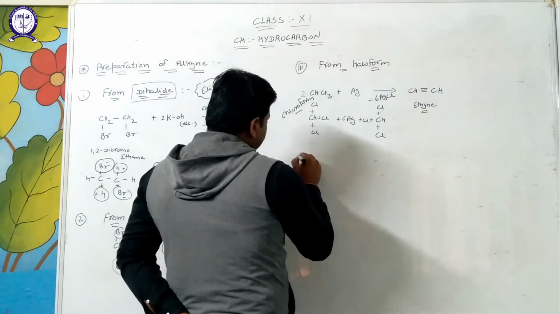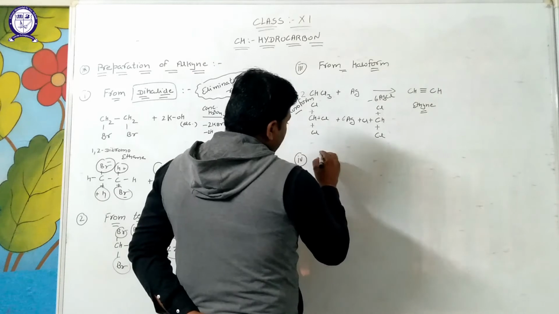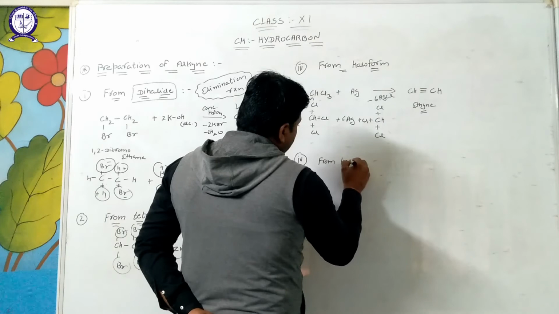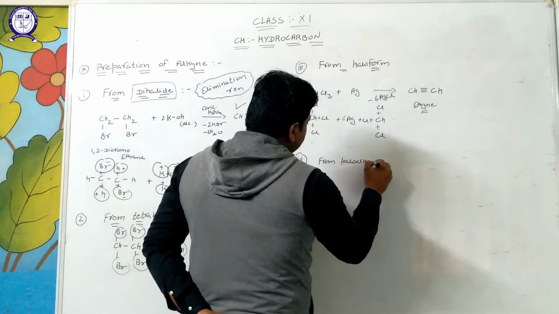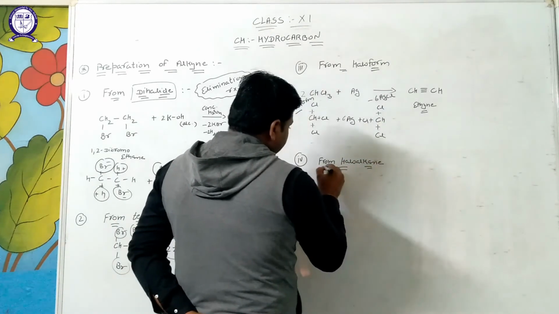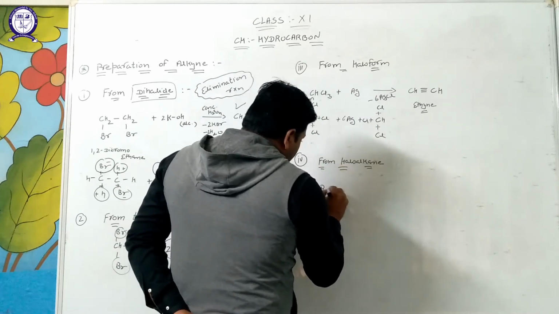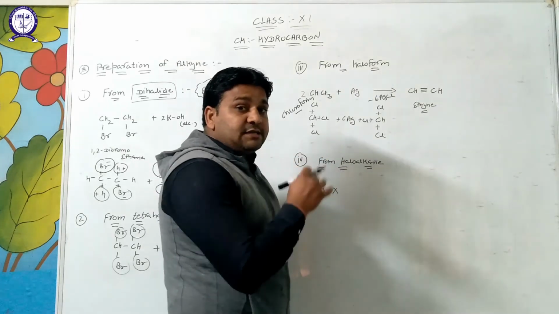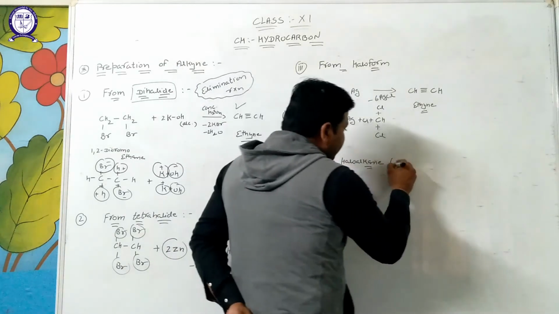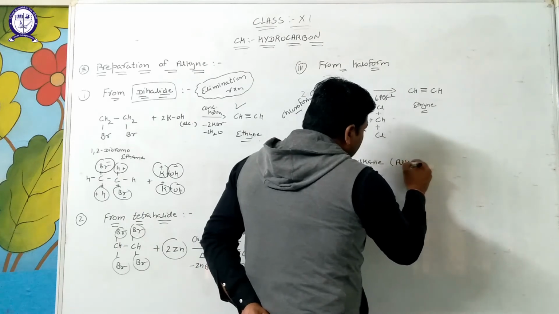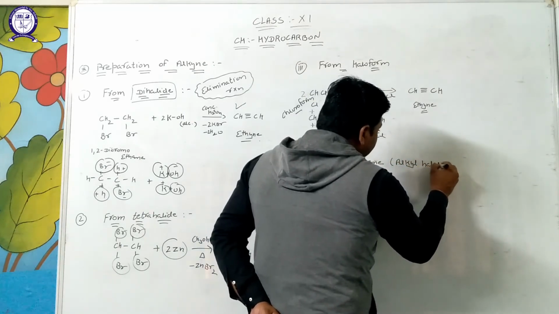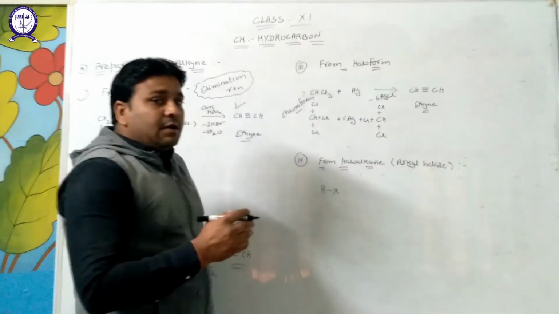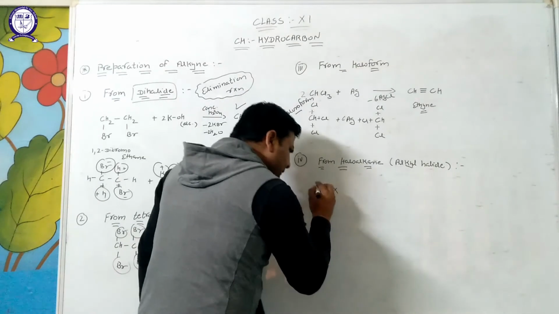And the fourth one, from haloalkane. Haloalkane can be represented by RX. It is also known as alkyl halide. Take an example of CH3X.